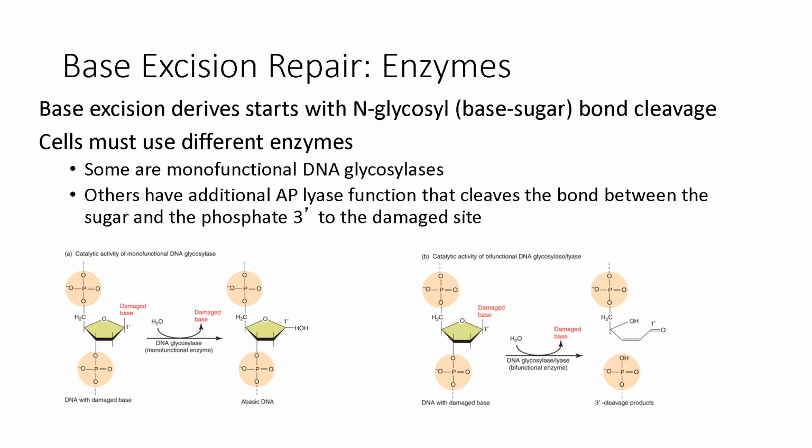basis. The base excision repair pathway begins with the recognition and removal of a damaged base by a specialized enzyme called DNA glycosylase. These glycosylases come in different types depending on the lesion they target. Some are monofunctional and only cleave the bond between the base and the sugar, while others are bifunctional and also possess AP lyase activity, allowing them to cut the sugar phosphate backbone at the 3' end of the lesion. The variety of glycosylases allows the cell to respond to a wide range of chemically altered bases.